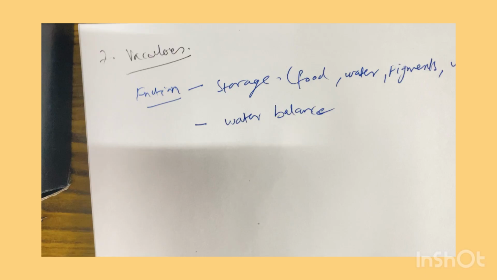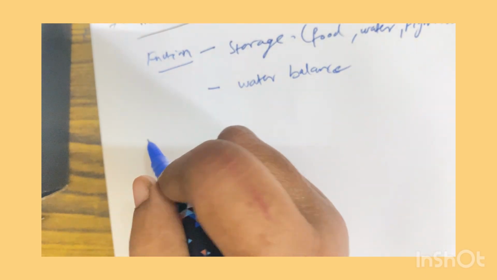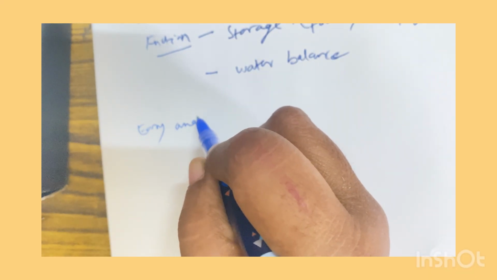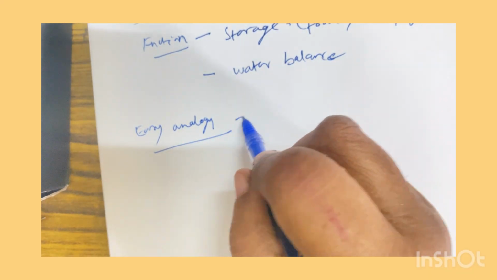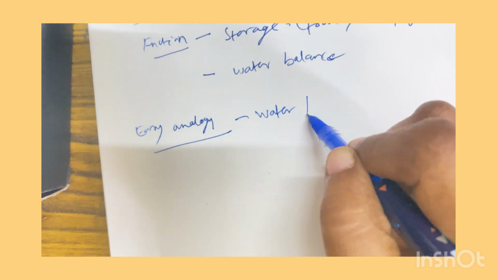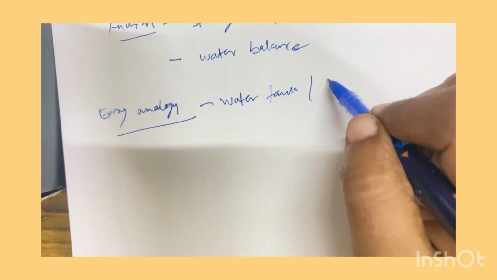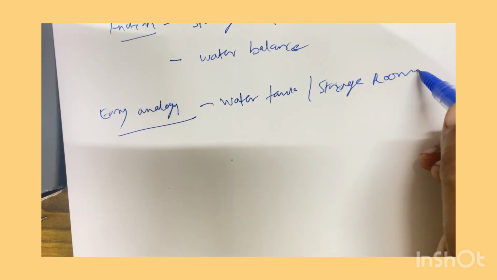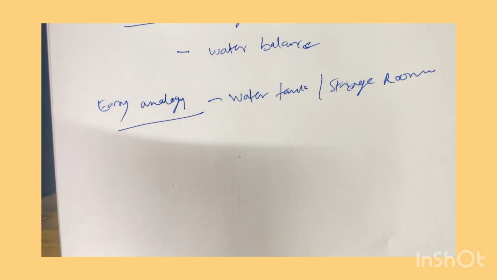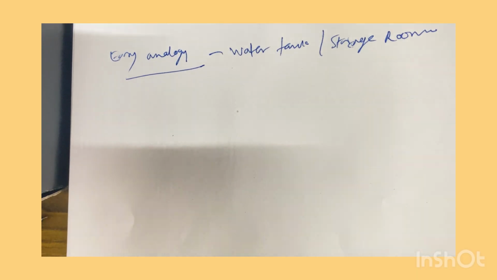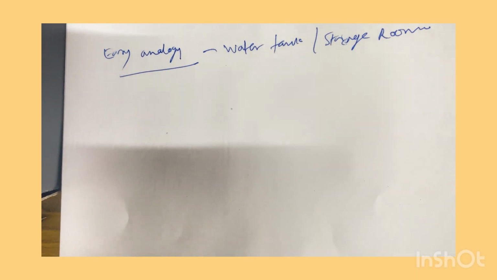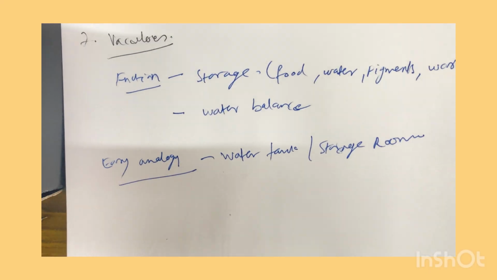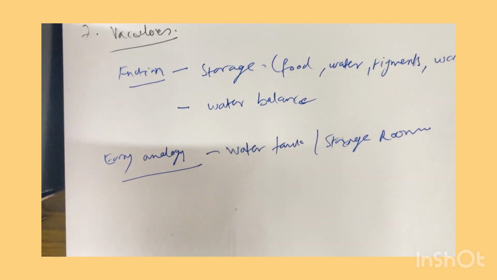Now, what is the easy analogy? To remember vacuole, you can call it a water tank or else a storage room. This will definitely help you remember. You will never forget what vacuoles are. If you remember the analogy, you will definitely get to know their functions.